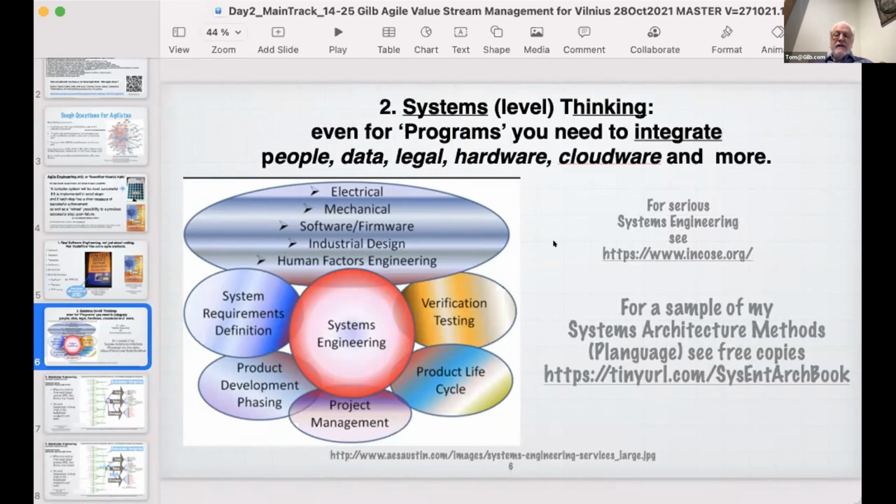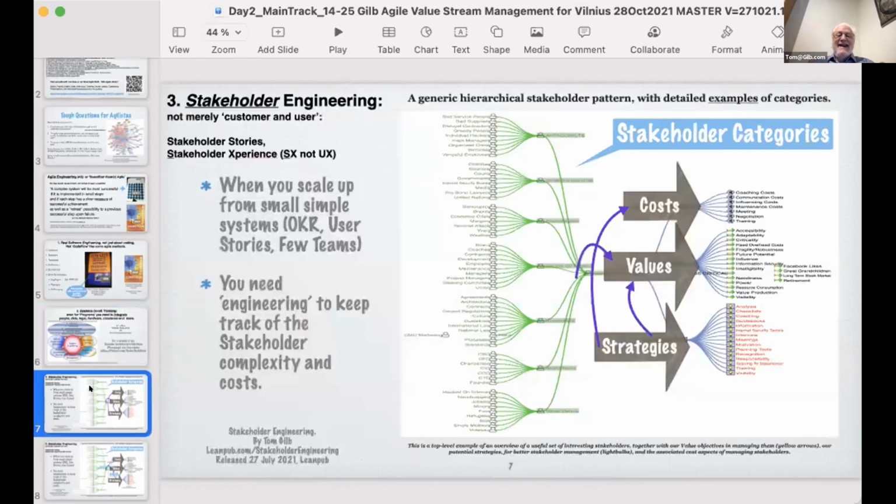It's a recommended place to learn about systems engineering. Okay, so let's see. So next slide.